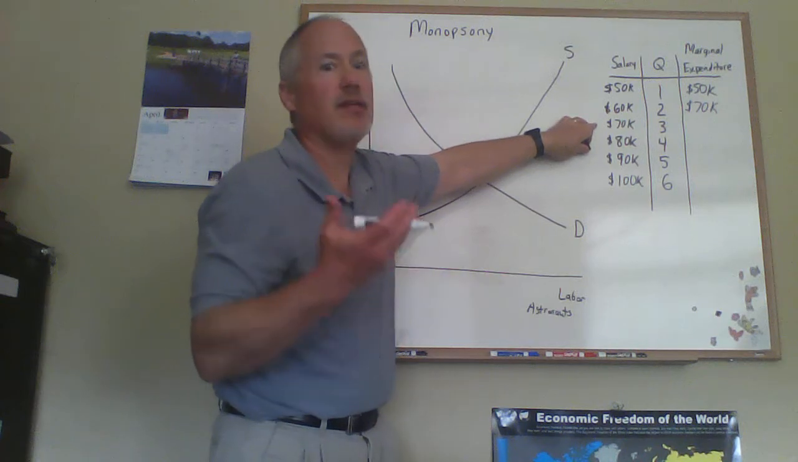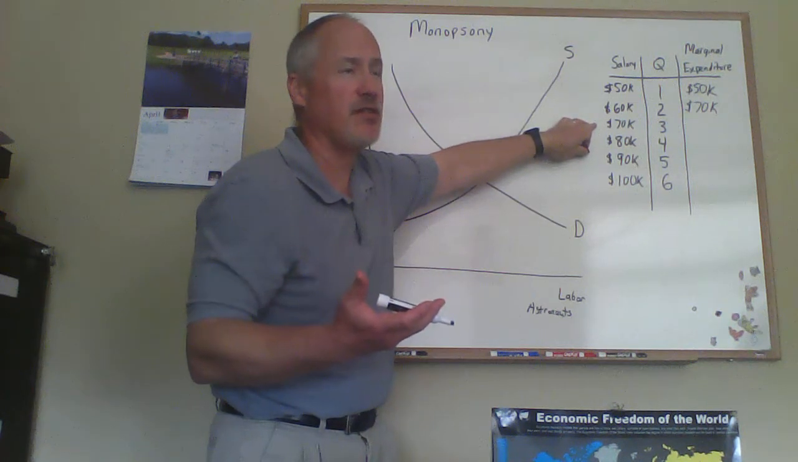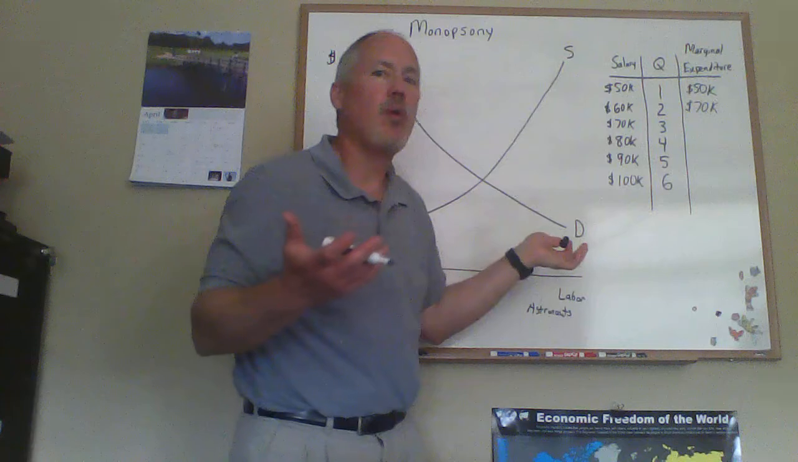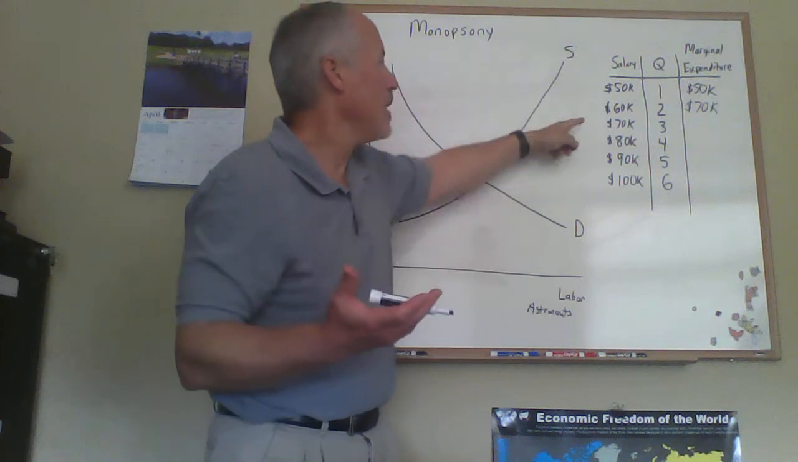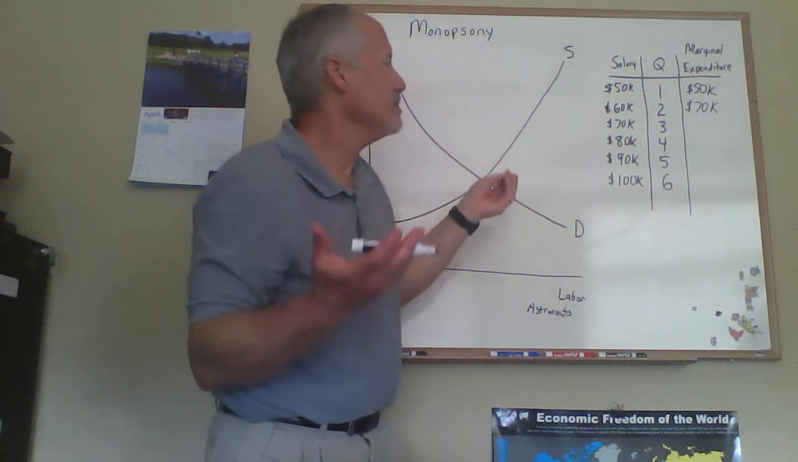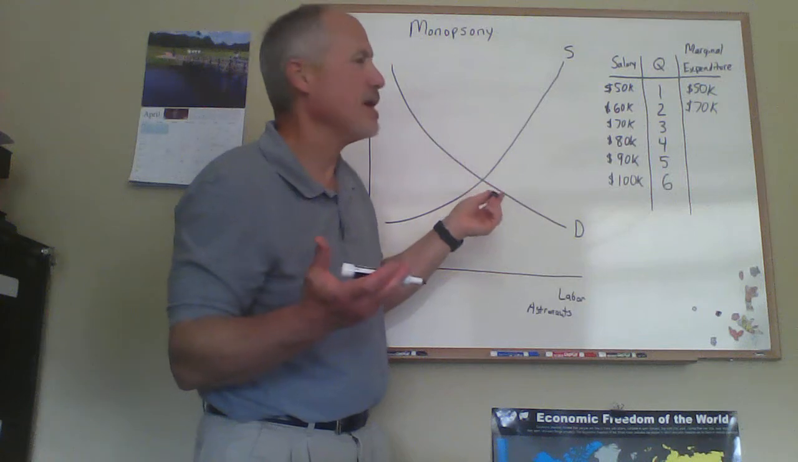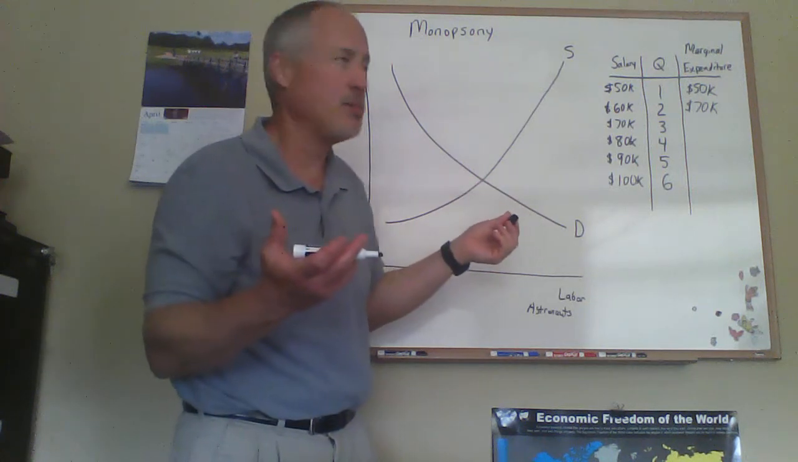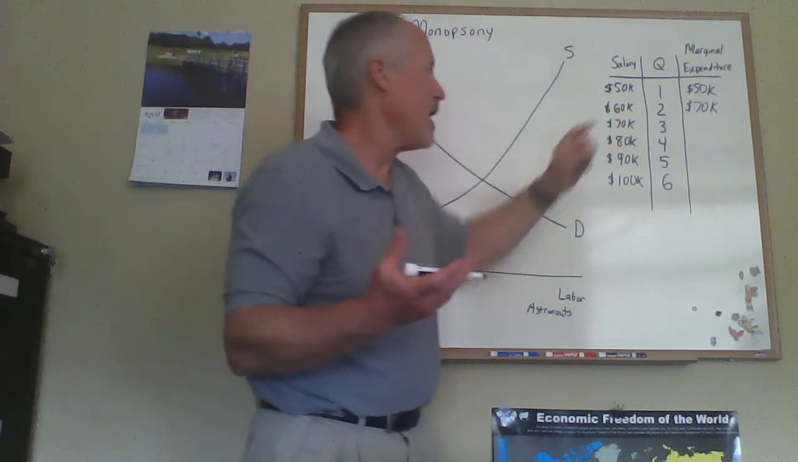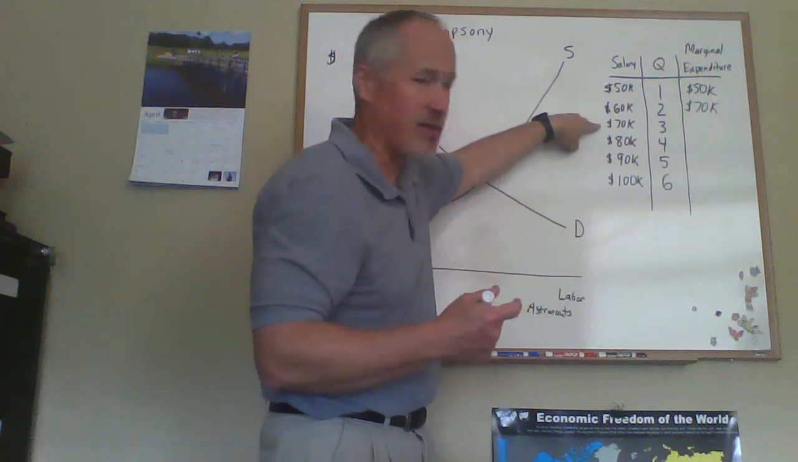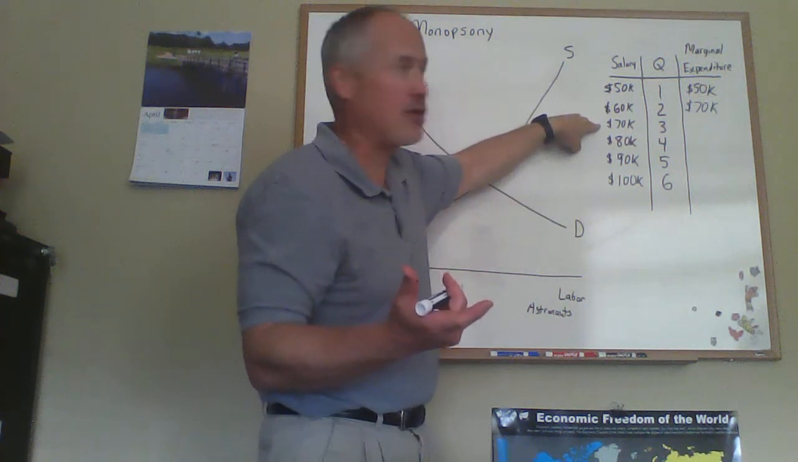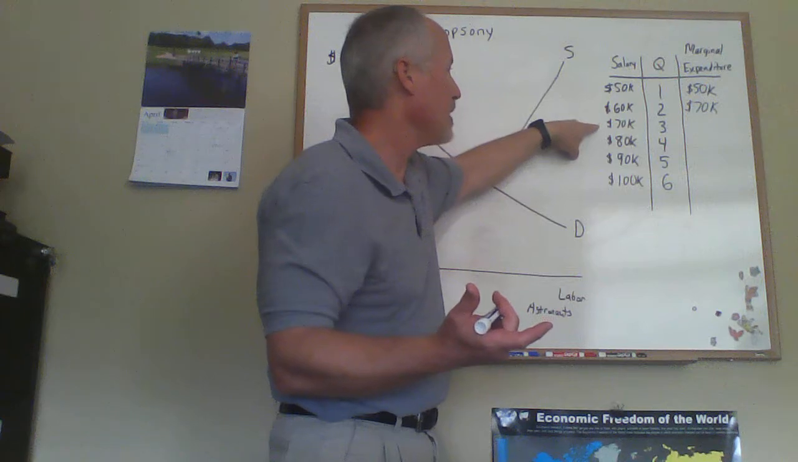Well, they'd have to pay $70,000. They have to have a salary of $70,000 a year to get 3 qualified astronauts to work for them. But if we think about how much their labor expense goes up when they hire a third astronaut, it's not $70,000, because that's what they're paying the third astronaut.